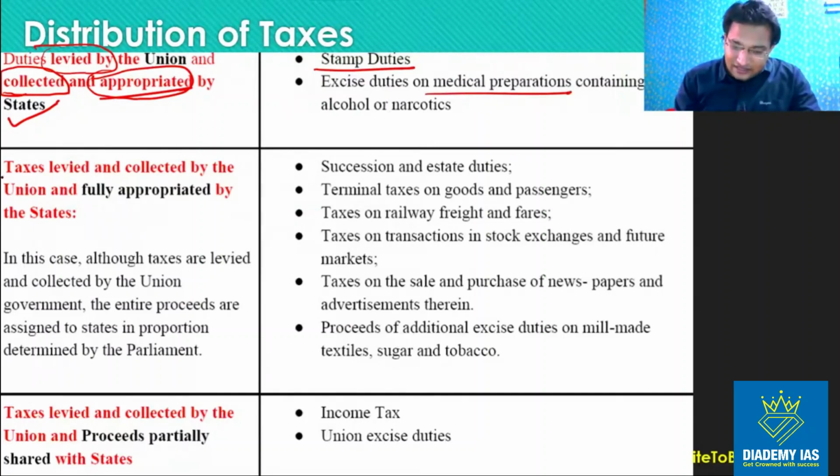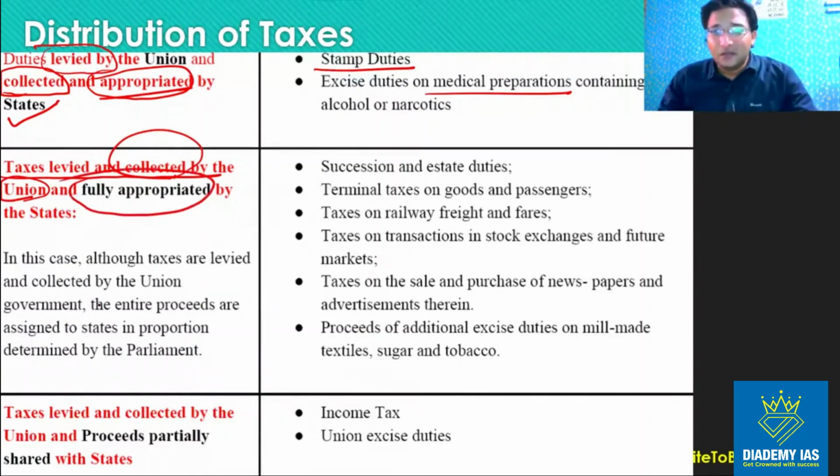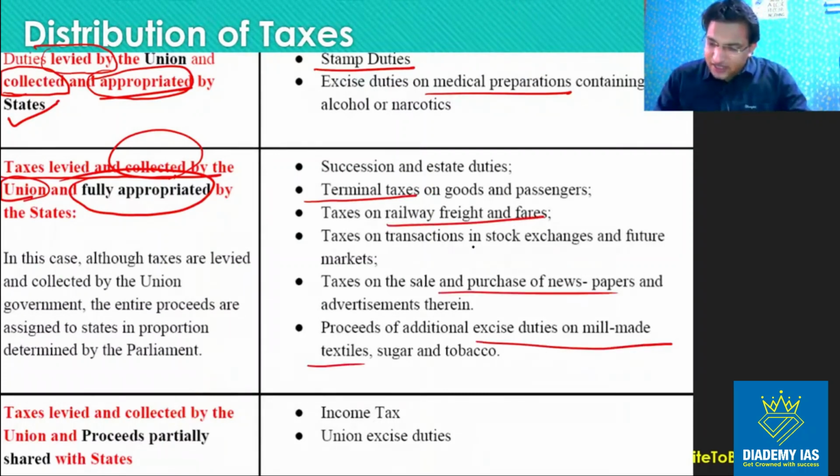Then taxes levied and collected by the union. So collection is done by the union, and fully appropriated, that is 100% belongs to the state government. These include terminal taxes, railway freight, right? Excise duty on mill made textile, all these, right?